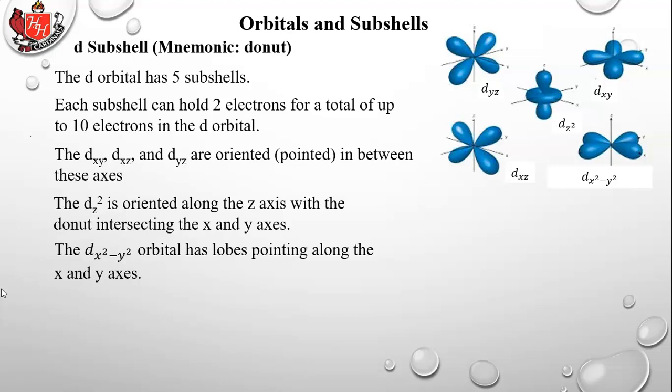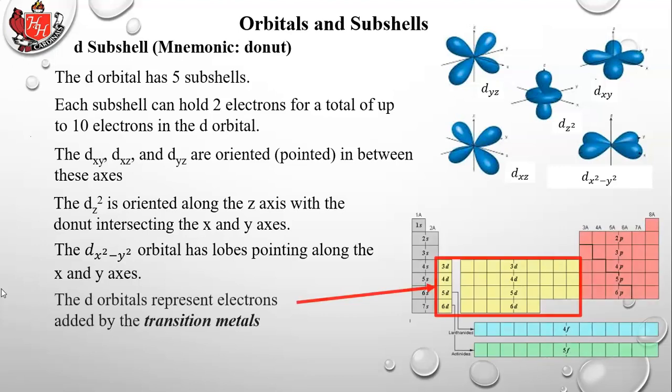Each of those different sections can hold up to 2 electrons. So that's a total of 10 electrons that can be held in the d orbital. The d orbitals represent electrons added by the transition metals. If you count each row of transition metals, that's the yellow, you'll see that there's 10 elements there. Each of those contributes an electron. That's a total of 10 electrons.